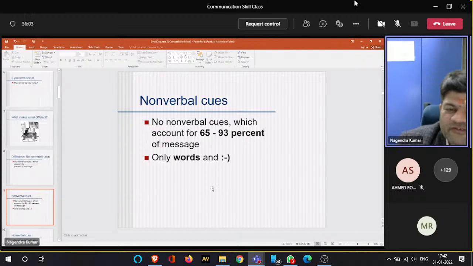So we can just understand we are handicapped while using email as a means of communication, because we are just using words, and so non-verbal is missing, and that is why our job becomes even tougher.